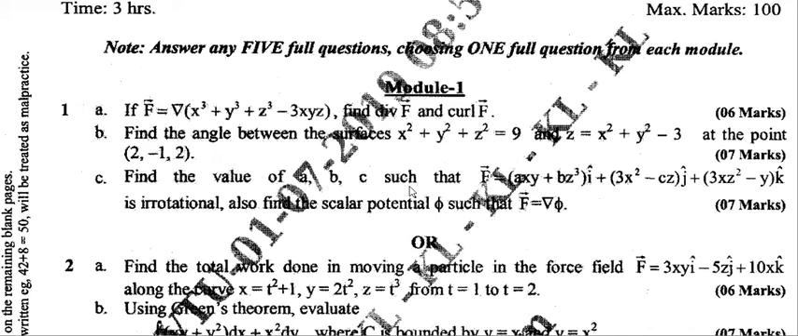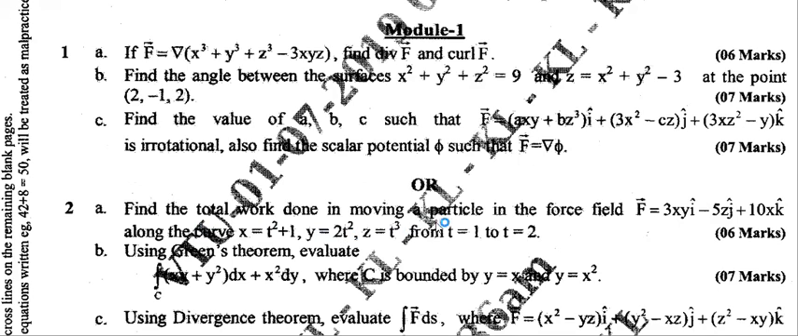So that from line integral I can solve one question. Written. Write it: find the total work done in moving the particle in force field F bar equal to 3xyi minus 5zj plus 10xk along the curve x equal to t square plus 1, y equal to 2t square, z equal to t cube from t equal to 1 to t equal to 2.